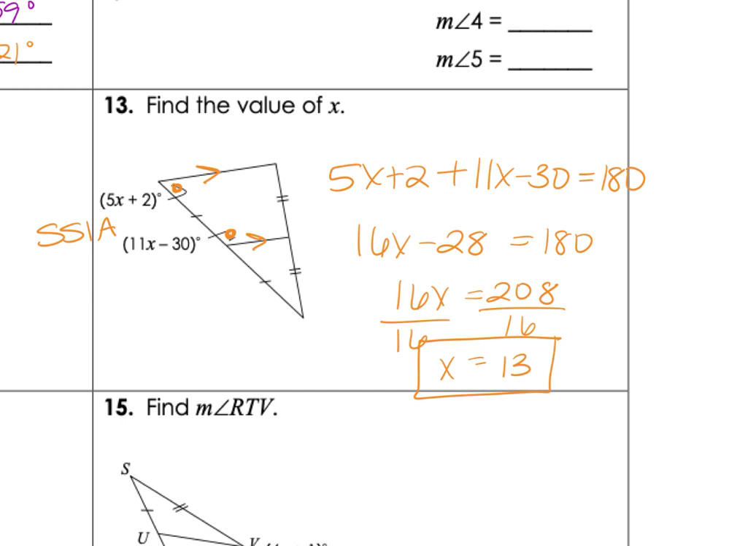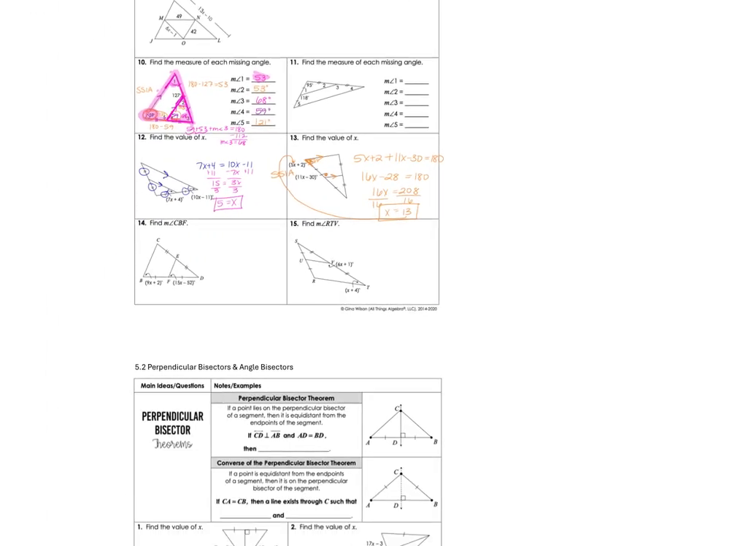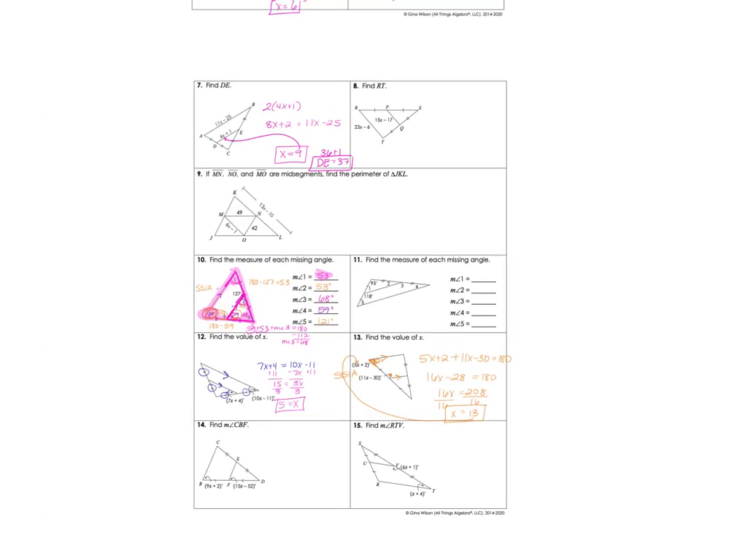Okay. If you don't feel good about it, plug it back in and check. If I plug a 13 in here, 13 times 5 plus 2 would be 67. Does that look about like a 67-degree angle? I'd say yes. Okay. So just check, is it reasonable? Did it make sense for what we're working with? Good there? Okay. That's it. Piece of cake, right? Lines are parallel. One is half the length of the other.